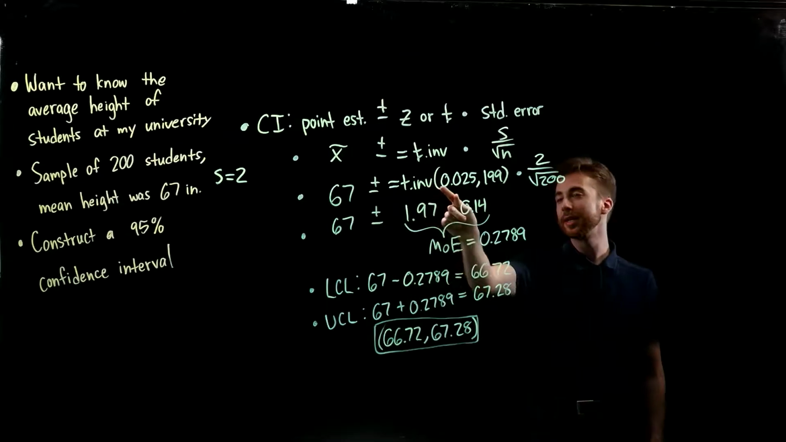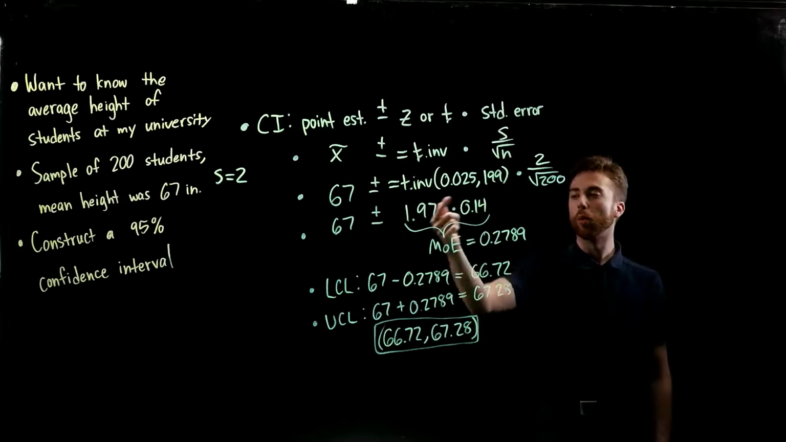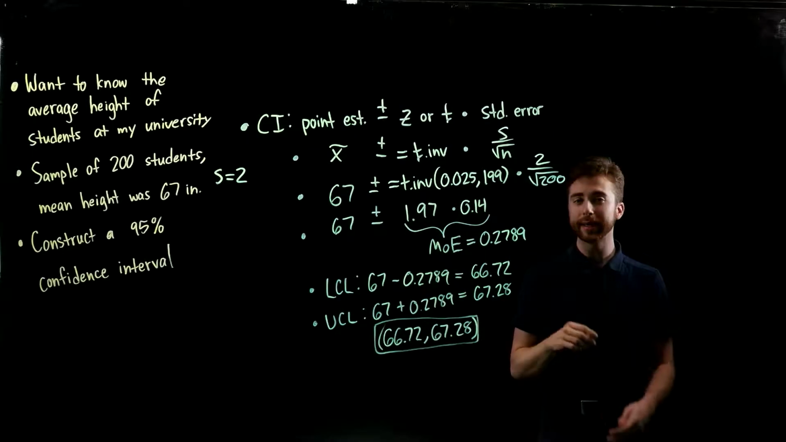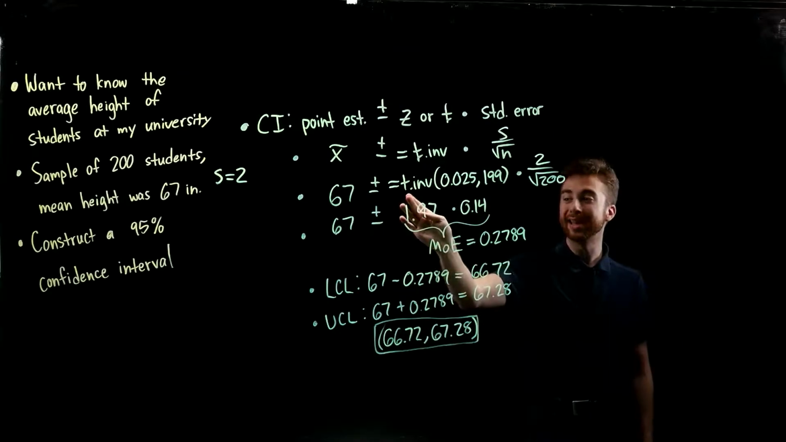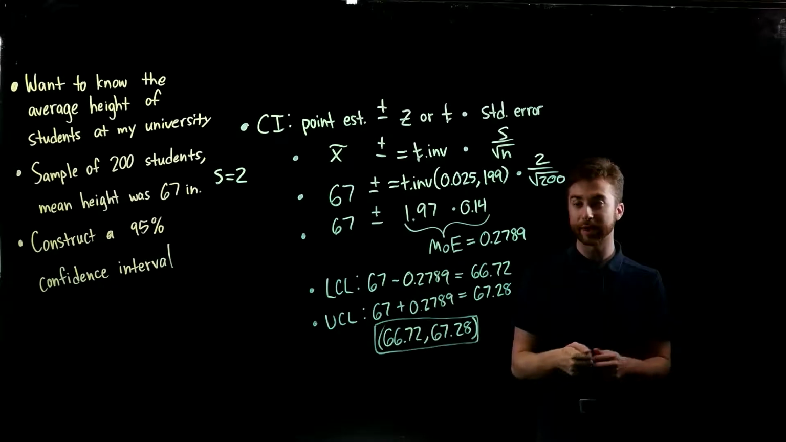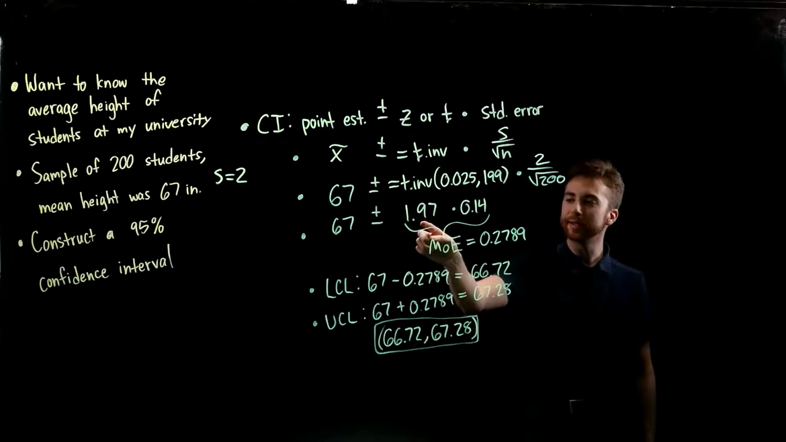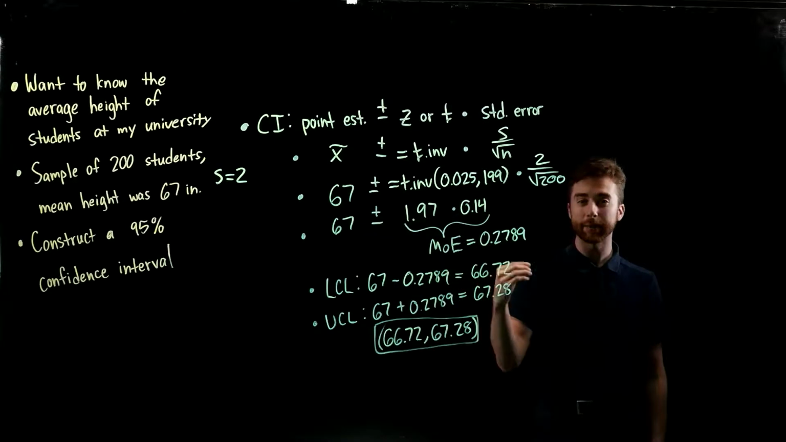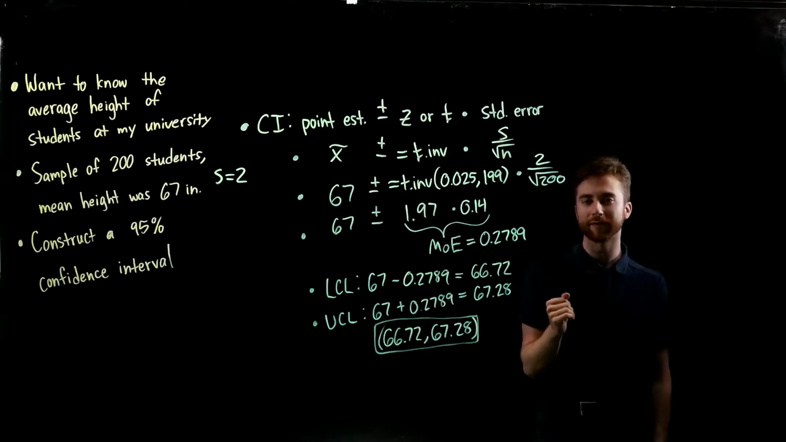Now this equals T.INV, when you plug this in, what it spits out in Excel is likely going to be a negative value. It's probably going to tell you negative 1.97. If that's not the case, don't worry about it. You have the positive number. If that is the case, you need to make sure that this 1.97 is a positive number when you're filling it into your confidence interval formula.